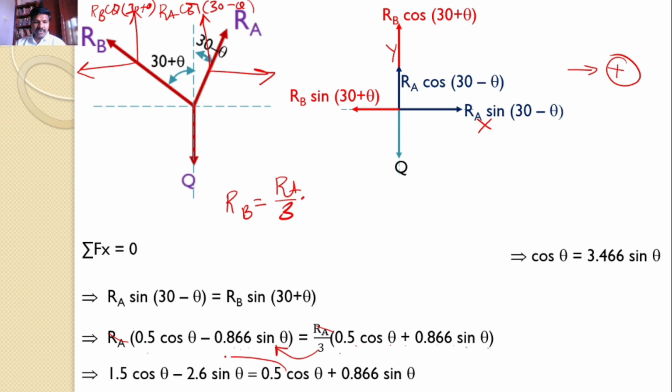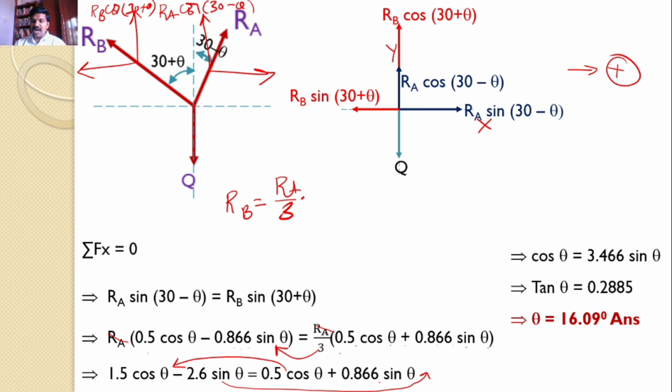I will send 0.5 cos theta this side. So 1.5 minus 0.5, this becomes cos theta. And I will send 2.6 sine theta towards this side. 0.866 plus 2.6 becomes 3.466. Or I can say tan theta is equal to 0.2885, or theta is equal to 16.09 degrees. That is the answer for this problem.